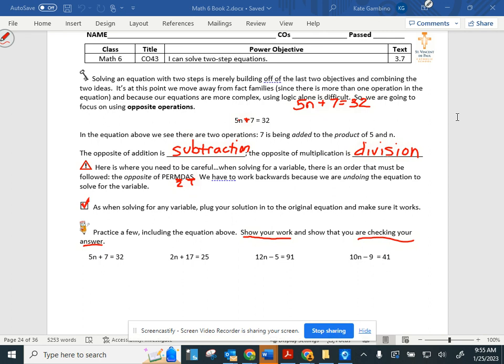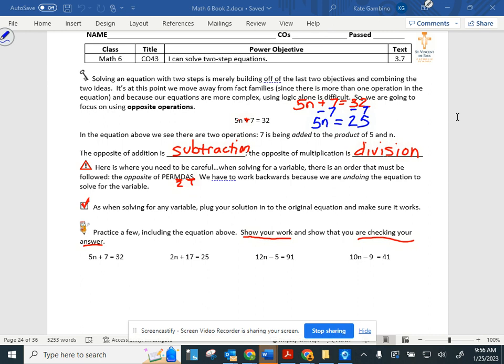So remember, we're doing the opposite. So if we're subtracting, that means, so we have 5n plus 7. We know the first thing we have to do is subtract because we have a plus. So what is it plus what? It says plus 7, so we have to do the opposite, which is minus 7. So 7 minus 7 gives me my 0, so I get 5n. 32 minus 7 is 25.